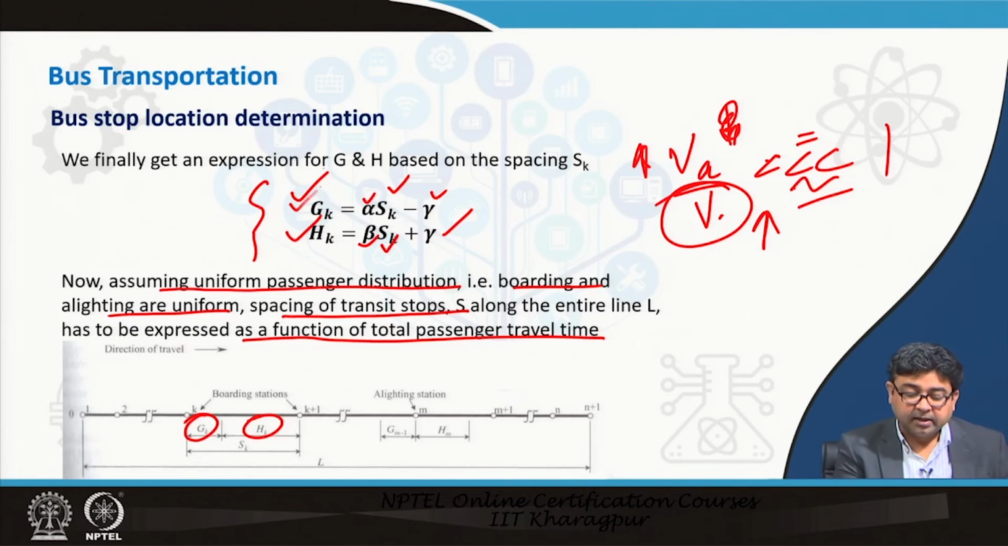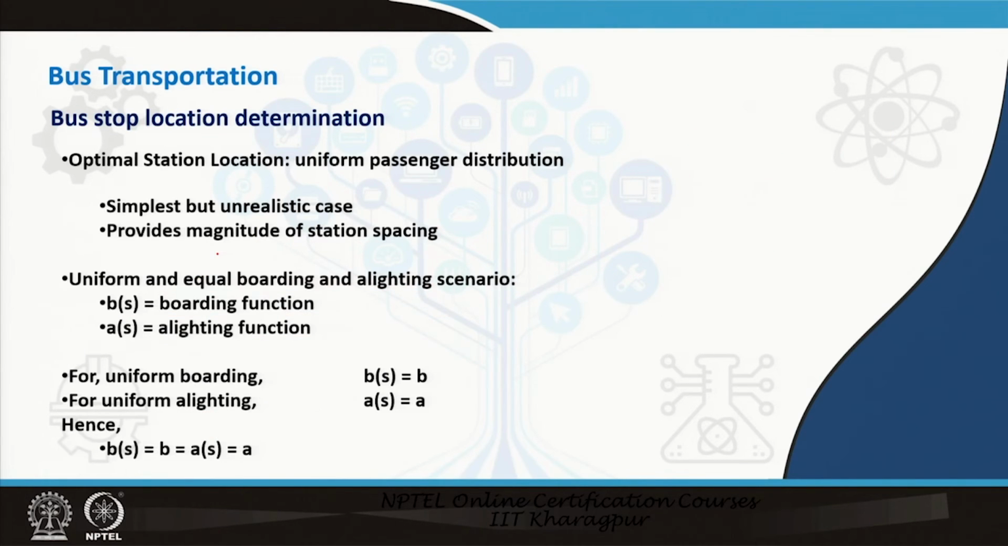That is the objective, and hence we want to know how to space the stations. Now we know the passenger shed lines in terms of spacing. Now we want to know the spacing in terms of minimizing the passenger travel time. So, again, we are now assuming uniform passenger distribution. That is a very unrealistic assumption to make, because you will never have uniform passenger distribution throughout your transit line, right. You will not have the same number of people boarding and alighting at every stop.